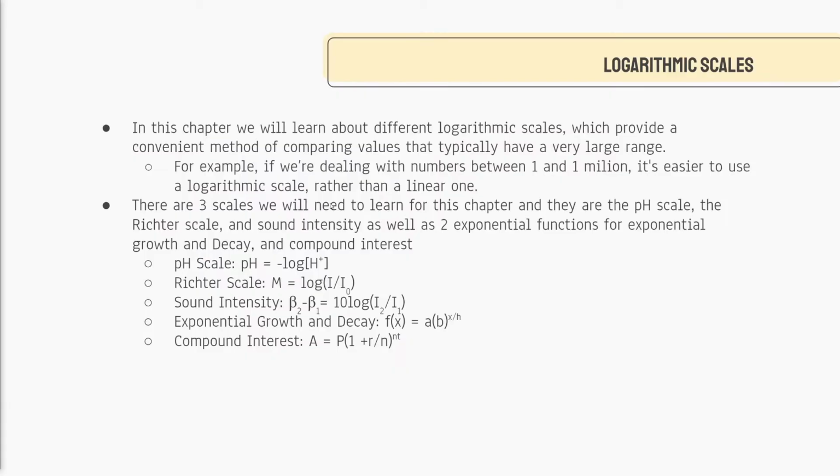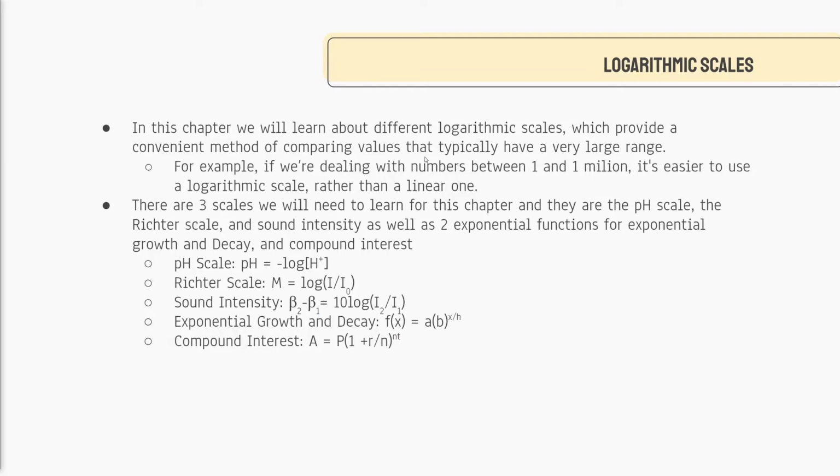So let's do that. In this chapter, we will learn about different logarithmic scales which provide a convenient method of comparing values that typically have a very large range. For example, if we were dealing with numbers between 1 and 1 million, it would be much easier for us to use a logarithmic scale rather than a linear one.